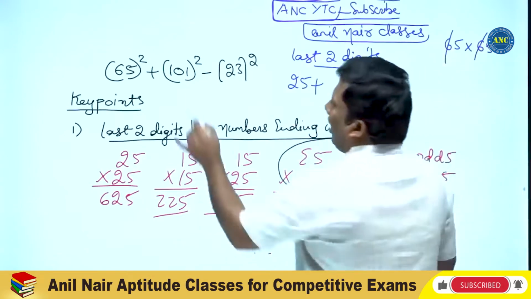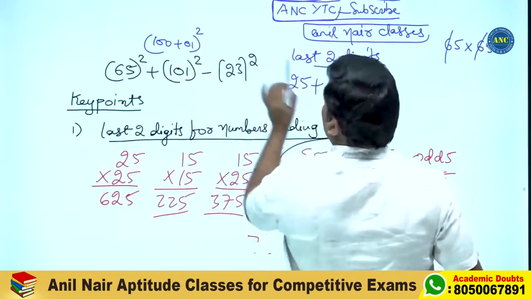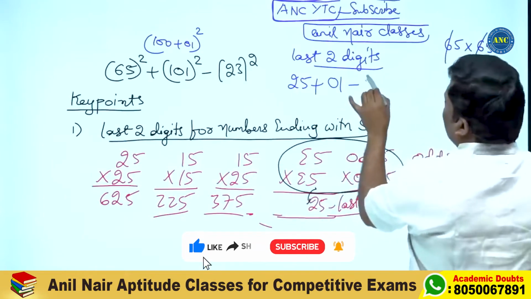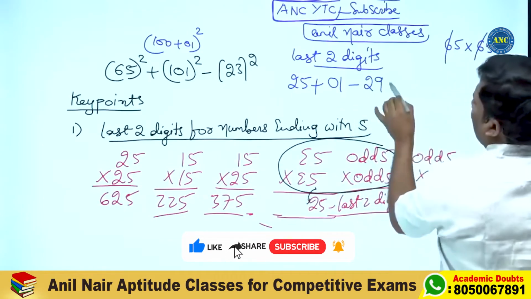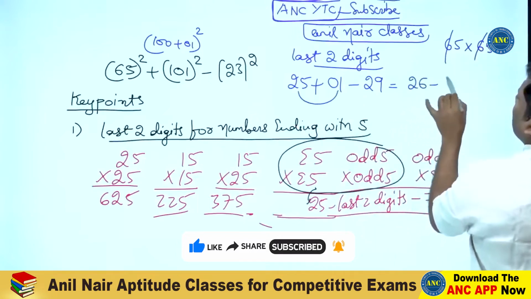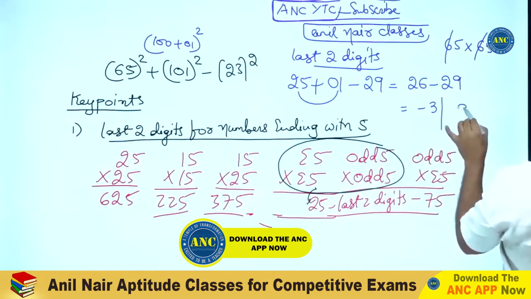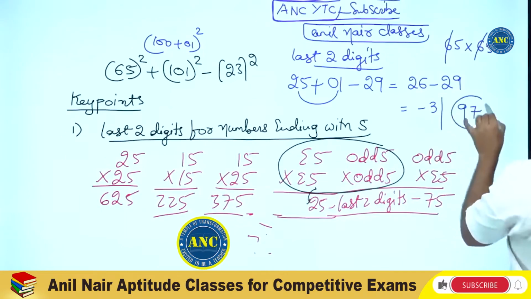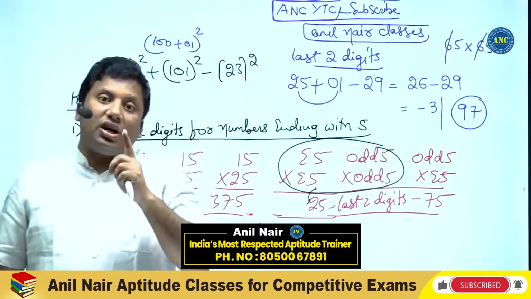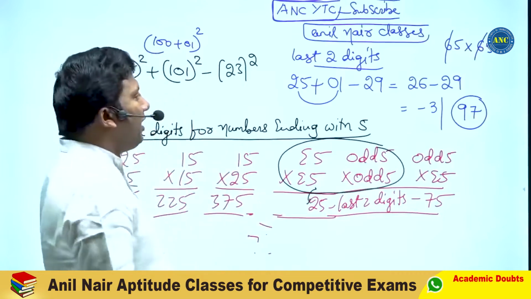101 square can be written as 100 plus 01 square. So the last two digits is 01. 23 square is 529. 29, 25 plus 1 is 26. 26 minus 29, negative remainder, minus 3. Positive remainder is 100 minus 3, 97. Last two digits in the answer should be 97.